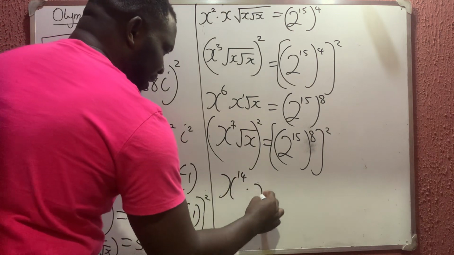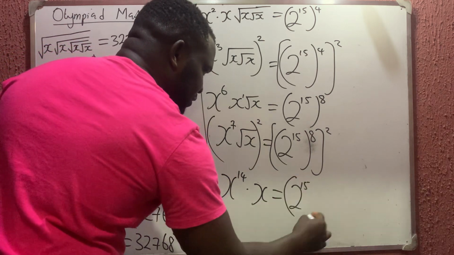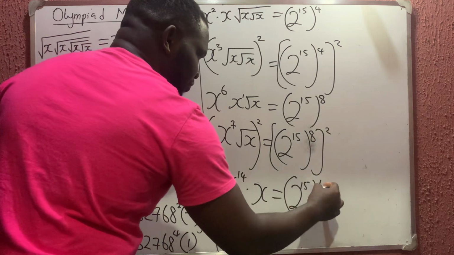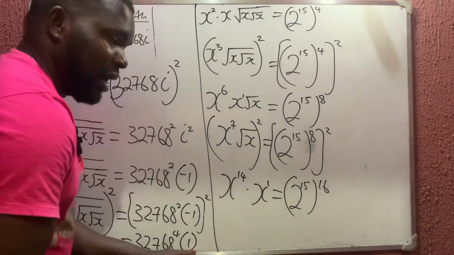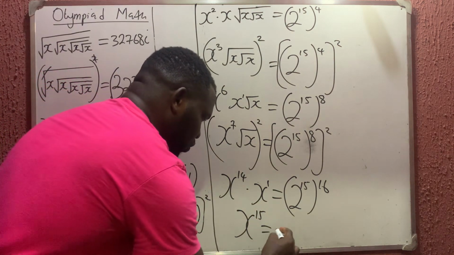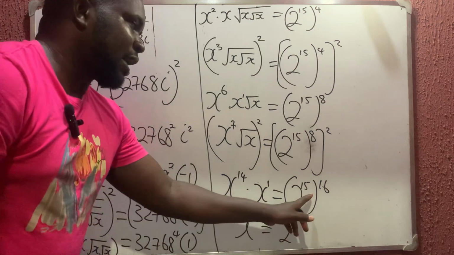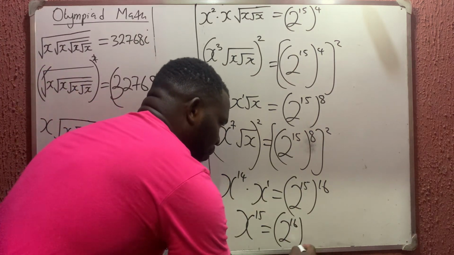I'm going to have it multiplied by x, equal to 2 raised to power 15 the way it is, while I keep multiplying the powers. This time, this will give me 16. Now, according to indices again, this is raised to power 1. So this plus this is going to give me x raised to power 15 is equal to 2 raised to power 16, then raised to power 15.